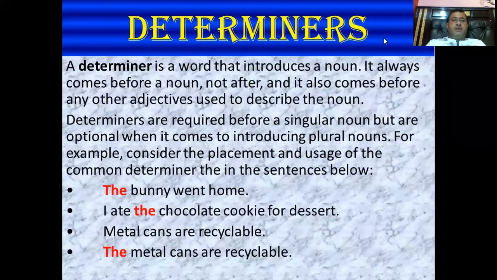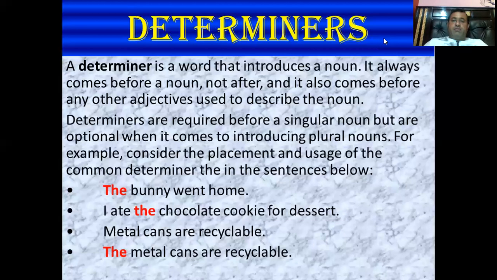Now, a determiner is a word that introduces a noun. It always comes before a noun and not after. And it also comes before any other adjective used to describe the noun. Meaning, you can say that a determiner introduces a noun, and it always comes before a noun.